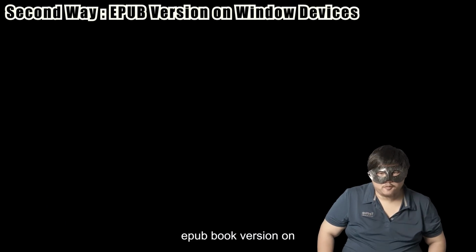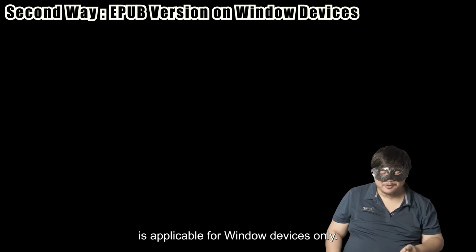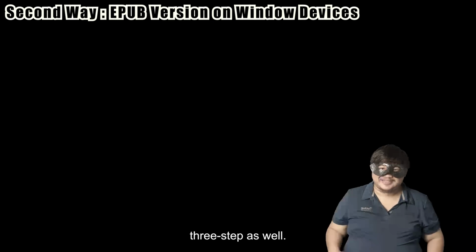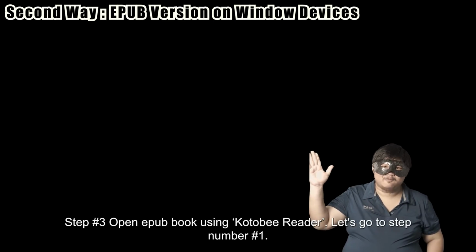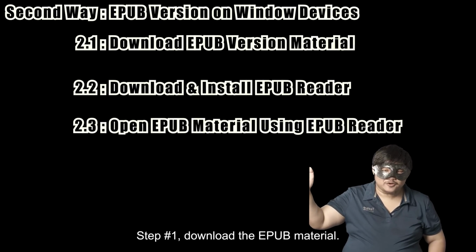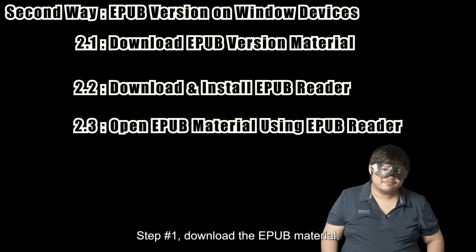Second way, EPUB book version on Windows device. This way is applicable for Windows devices only. To open the EPUB book, we have to go through 3 steps as well. Step number 1, download the material. Step number 2, download and install Adobe Reader. Step number 3, open the EPUB book using Adobe Reader.